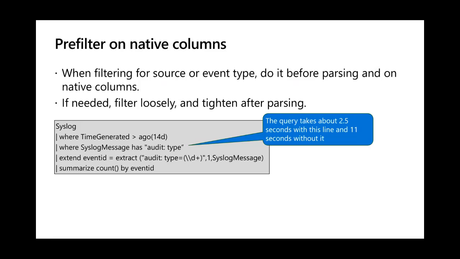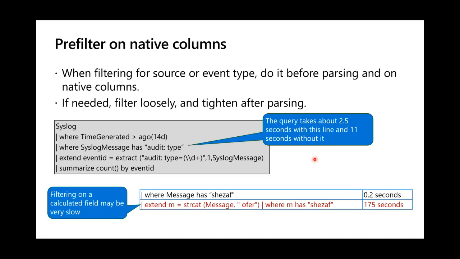The line in the middle where syslog message has, and I probably should move and have a laser pointer, the line in the middle, which does pre-filtering, doesn't change the meaning of the query, but does give us around 4 times faster results, which is very considerable.